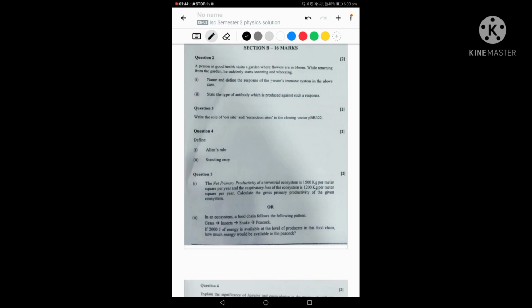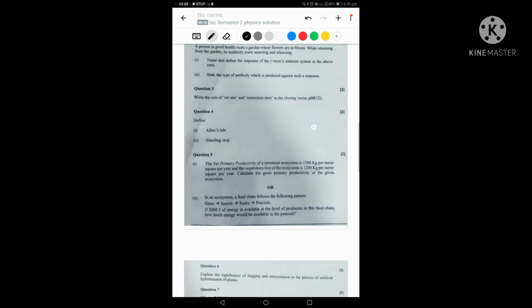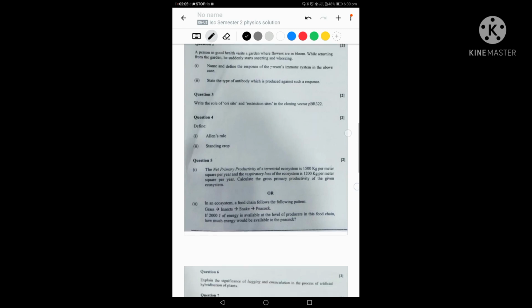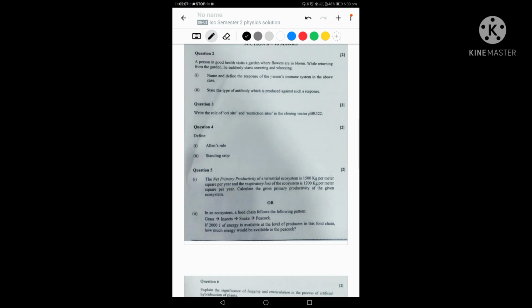In Section B, question number 2, first part, the response which is generated is allergy, and you have to define the term allergy. It is the exaggerated response of the immune system against the allergens present in the environment. The type of antibody present against such responses is IgE.